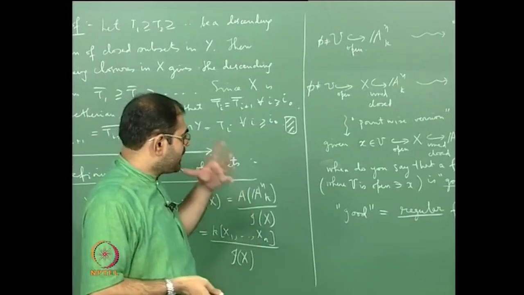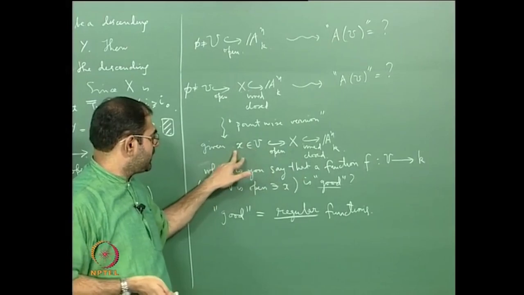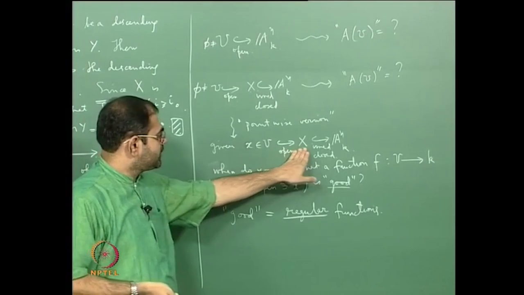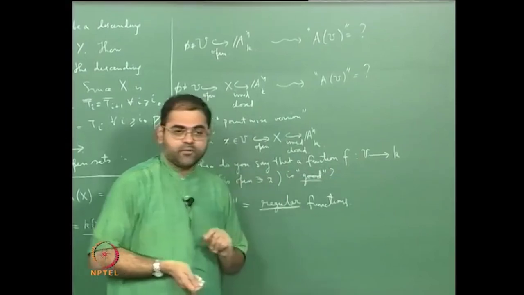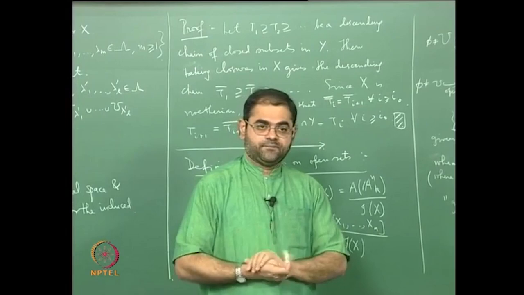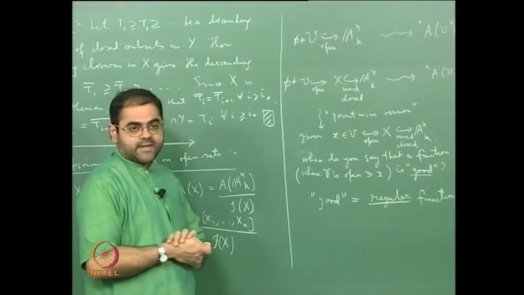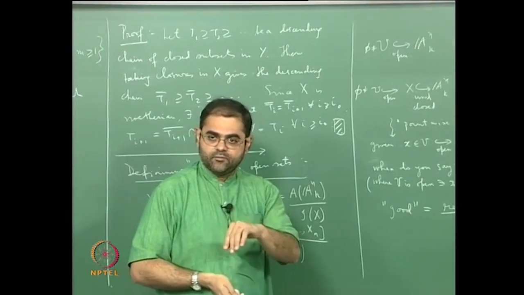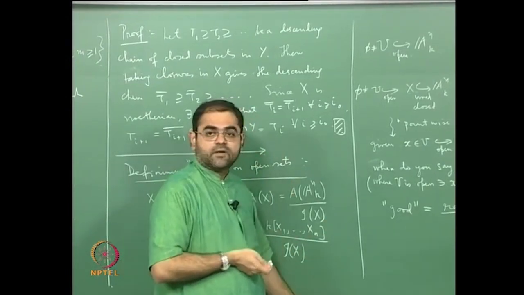So my aim is, give me a point in an open subset of a closed sub variety, and give me a function defined in a neighborhood of that point, okay. When do I say that it is regular at that point, okay, that's my question. And how do you answer this question? The answer to this question is already there, we only have to dig it out, it's already there in the discussion that we have had so far.